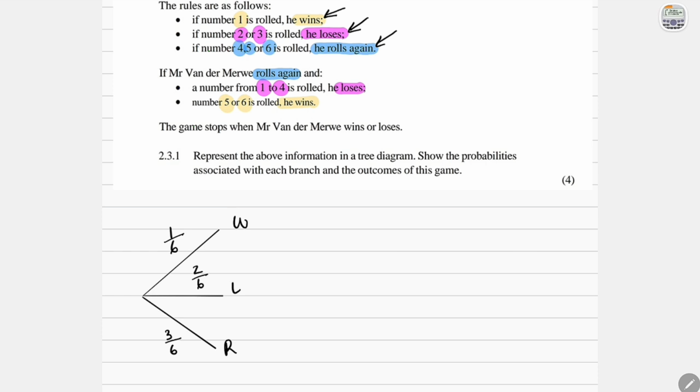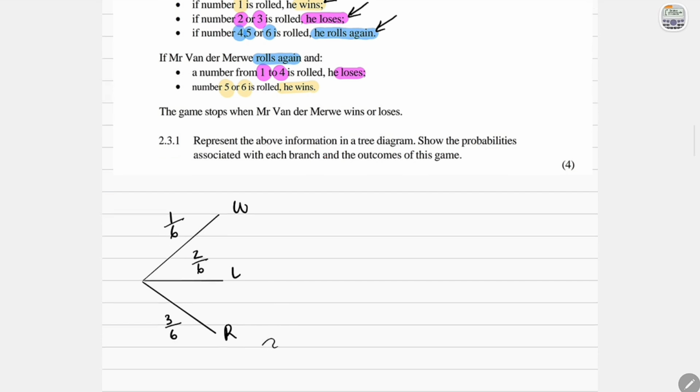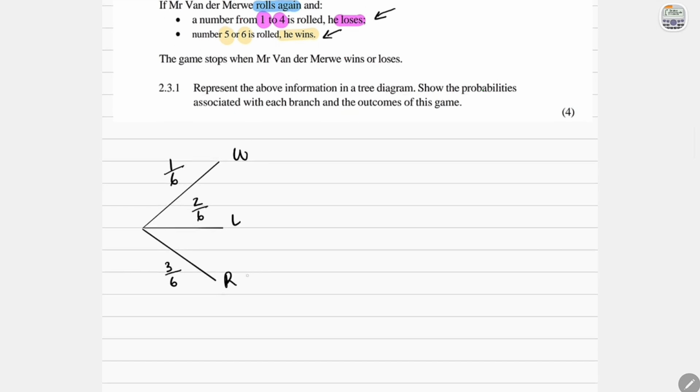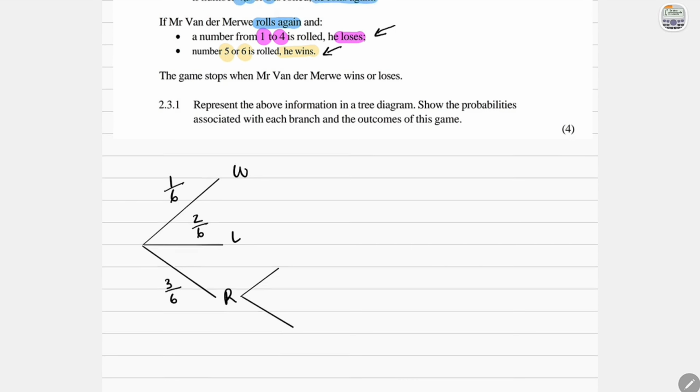Okay, so now by rolls again, here we're going to have our branch. Okay, but look at what they say. You see that in here, we only have two categories, okay? It's losing or winning. So at least, they only let you roll again and then, you could either win or lose. So if he gets to roll again, look at what happens. He could either win or he could lose.